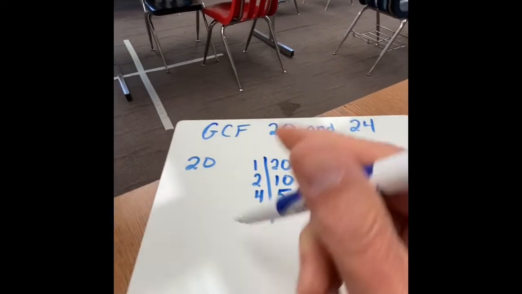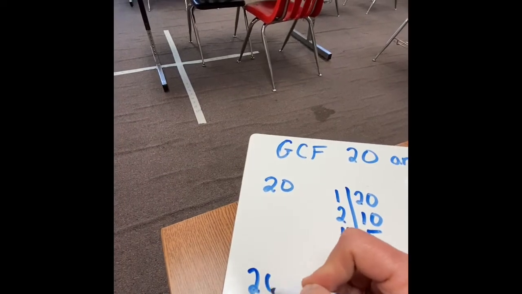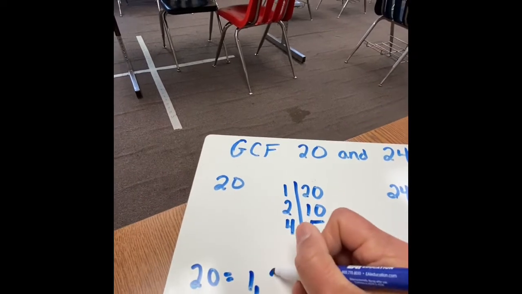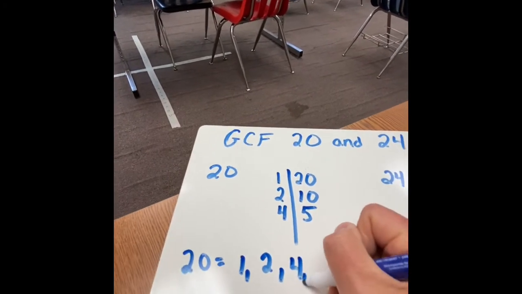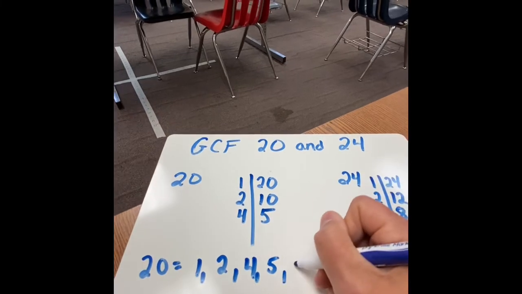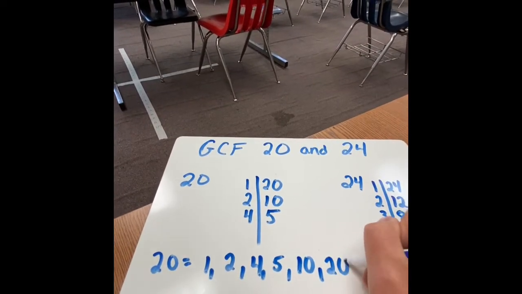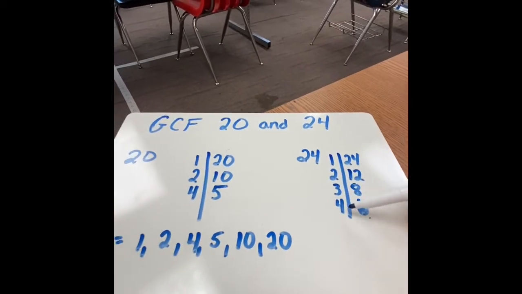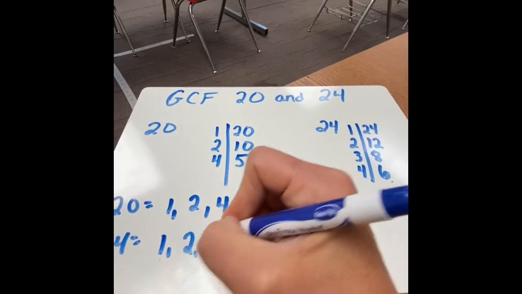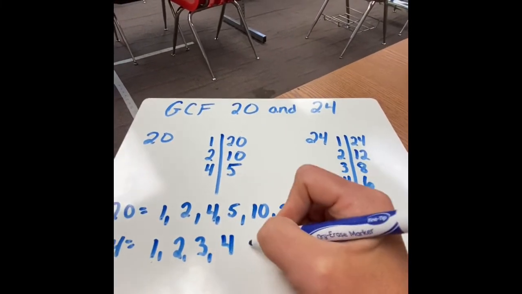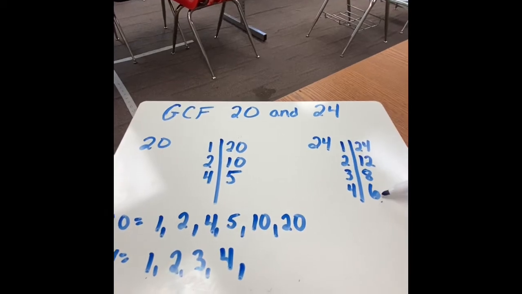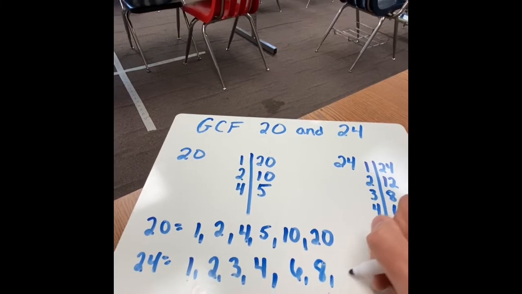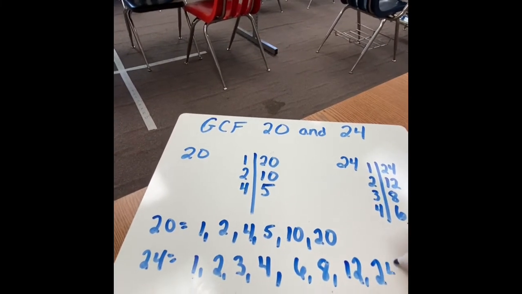So let's come down here, and what are the factors of 20? Well, let's look up here. 1, 2, and 4, and then 5, 10, and 20. Now let's list the factors of 24. 1, 2, 3, and 4. Then 6, 8, 12, and 24.